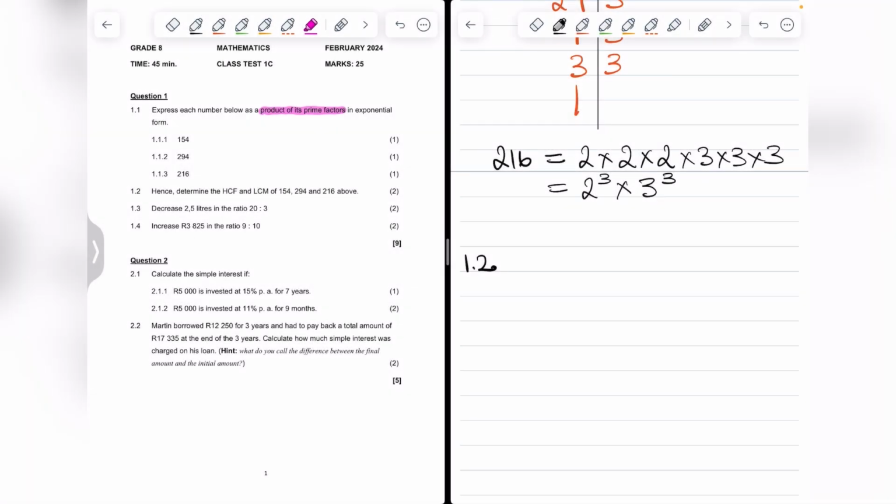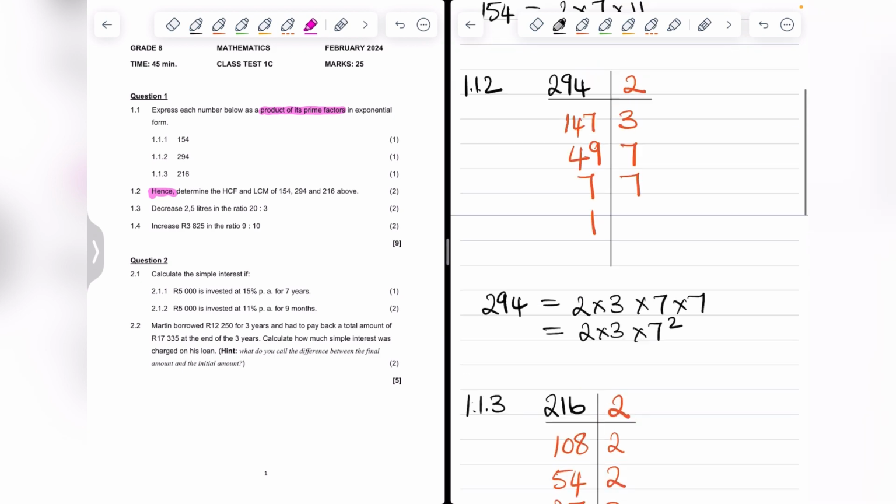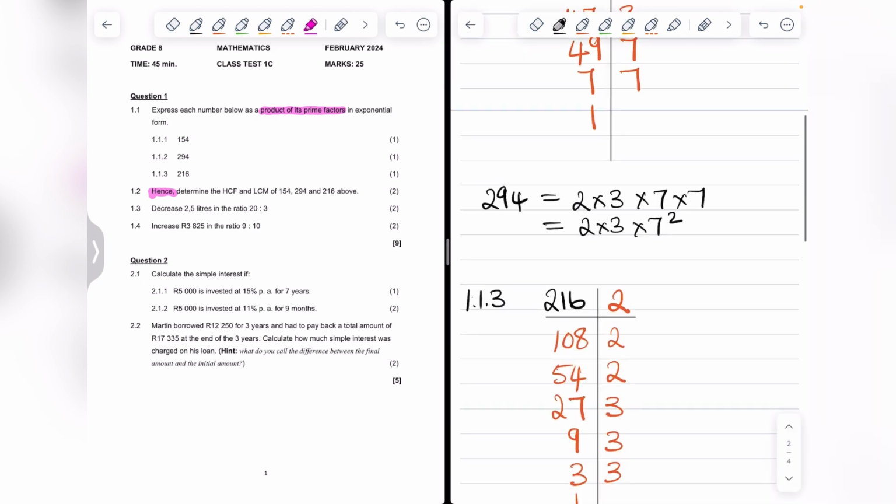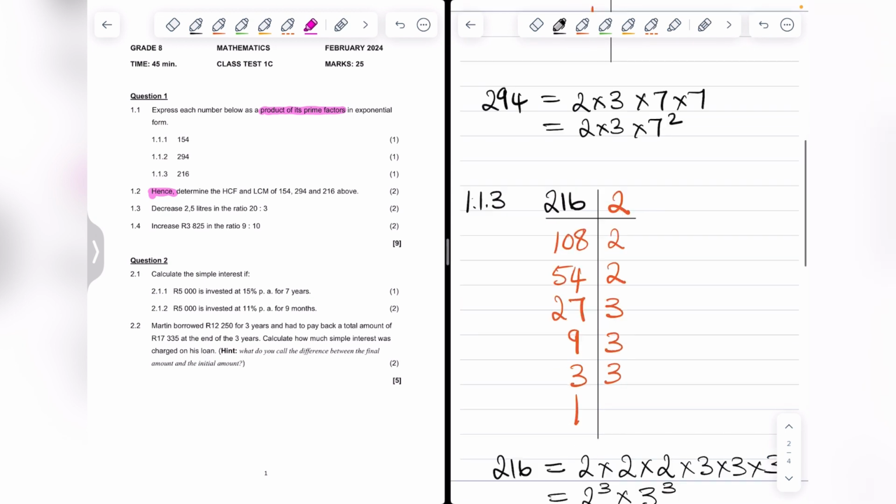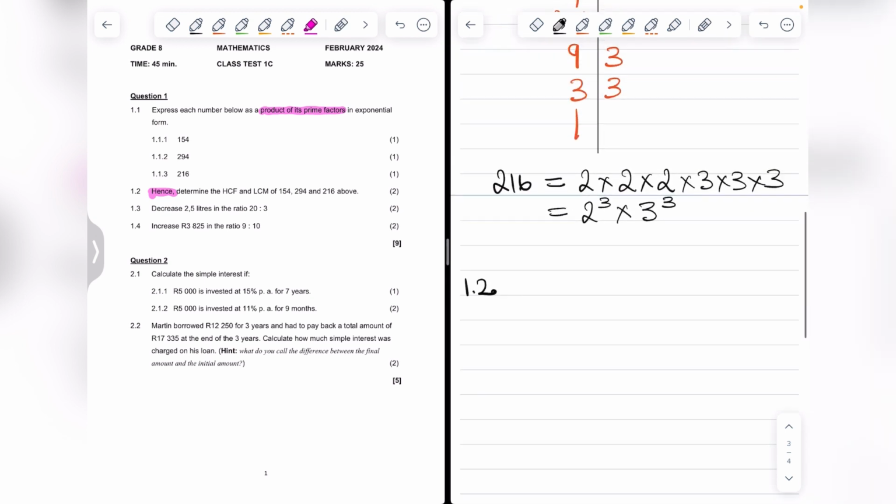So for 1.2, again, there's that word hence. So hence, determine from what you've just done in 1.1, determine the HCF and LCM of those very same numbers, 154, 294, and 216. So please do not, in that type of question, go back and do the ladders again, because that would just not make any sense, because you have all the answers right here. So you are supposed to use that in your next question.